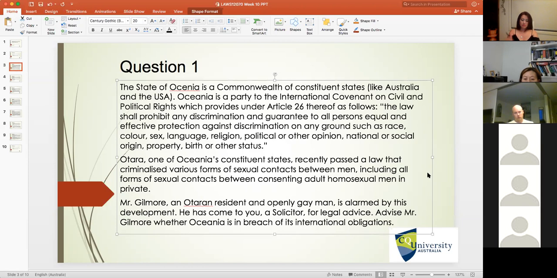So in this particular context, it is Oceania as a state which has the legal obligations, and it would appear that one of its constituent states is in breach of a treaty obligation. The question is, does that mean that the actions of a constituent state can be imputed to the sovereign state, so that it is the sovereign state that would then be in violation of international law? And the other question is whether that sovereign state would need to take remedial measures to redress any violation of international law.